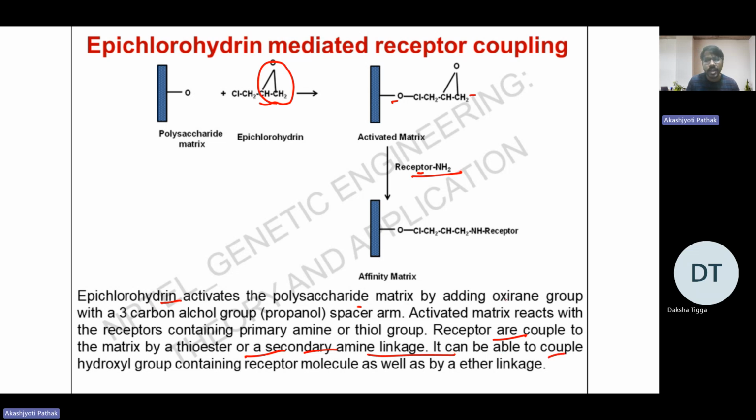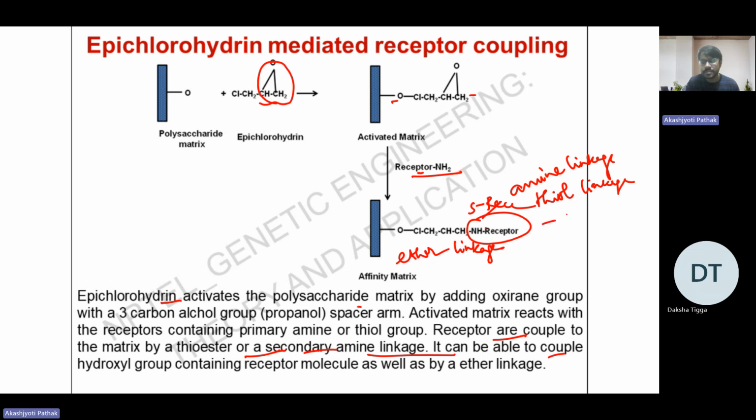And so there can be either this ether linkage that has formed, or an amine linkage can also be formed. So this one, if you see this linkage, this is an amine linkage. Other than an amine linkage, there can be a thiol linkage as well. So thiol linkage will have what? It will have S and receptor. It can be a thiol linkage, it can be an amine linkage, or it can be an ether linkage. Ether linkage will have O receptor. So these are different.